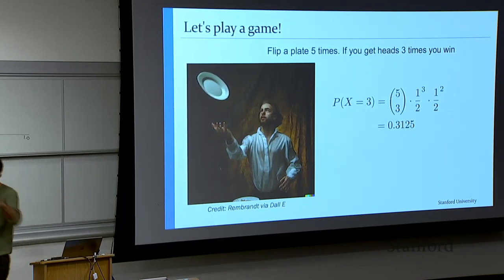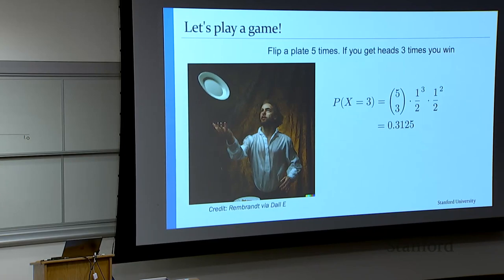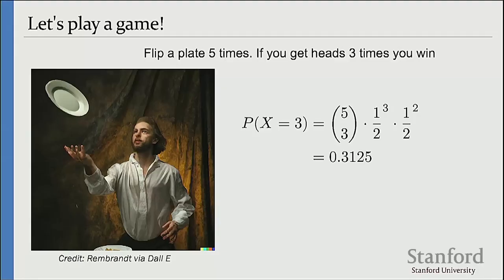Yeah, come on up. You raised your hand first, so you get to come. And this game is very simple. You're going to flip a plate three times. And if you get heads three times, you win. And then we'll discuss what your prize is. So you've only got like a 30% chance of winning. But, you know, it costs you nothing to play. This is heads. This is tails.